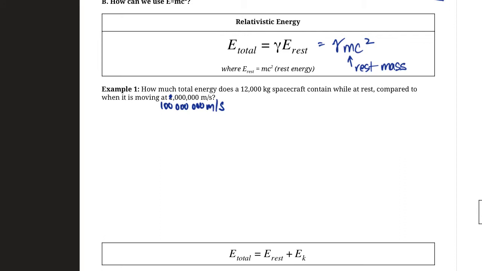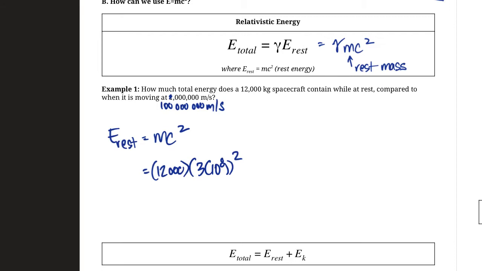So how much energy does this spacecraft contain while at rest? Well, we know the rest energy is just equal to mc squared, right? E equals mc squared, there it is. So the mass is 12,000. The speed of light is 3 times 10 to the 8, squared. Don't forget to square the speed of light. Very easy mistake to make is to forget it. I always forget to square that.